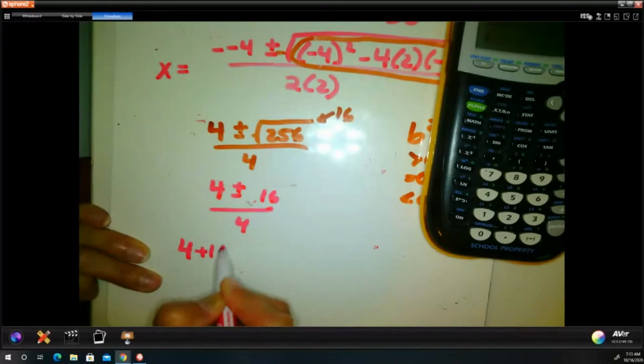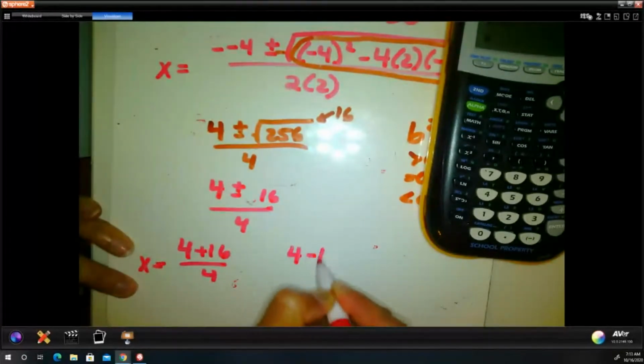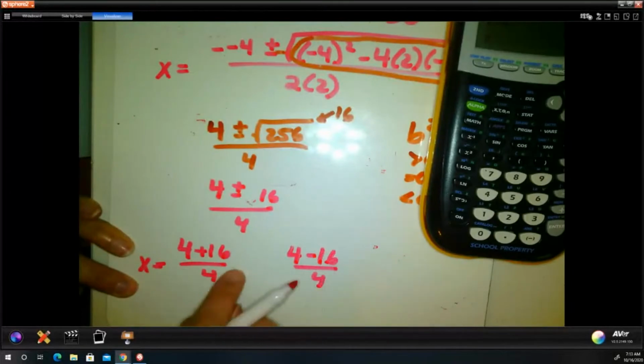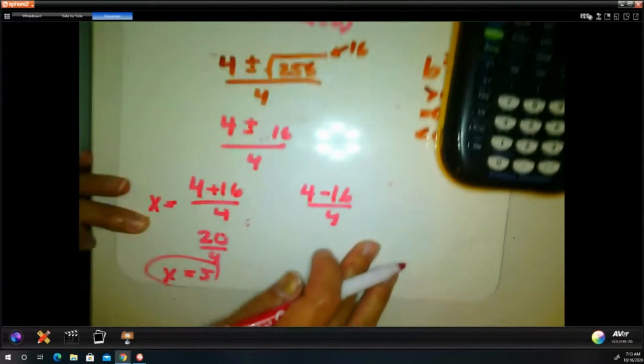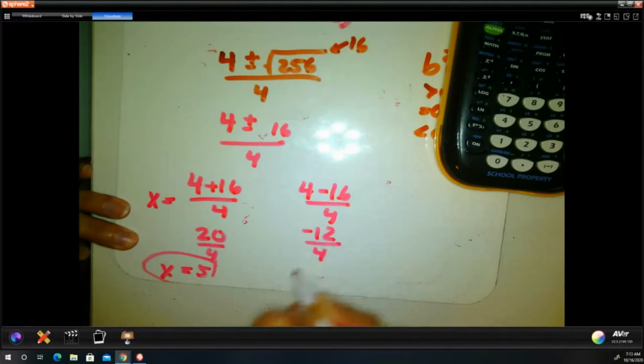So 4 plus 16 over 4 and 4 minus 16 over 4. 4 plus 16 is 20. 20 over 4 leaves me with 5. 4 minus 16 is negative 12. Negative 12 over 4 is negative 3.